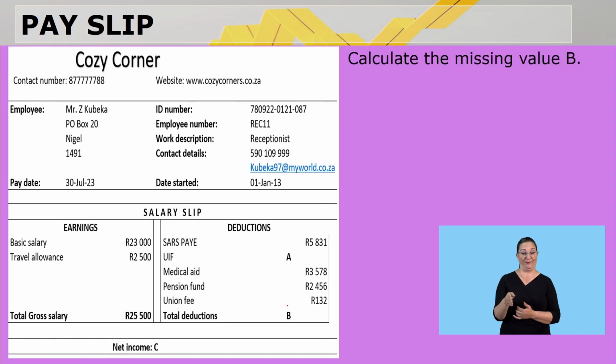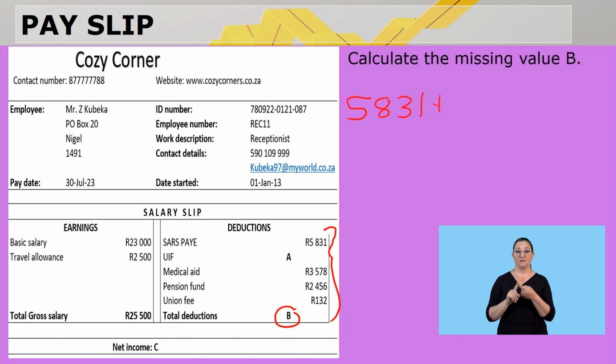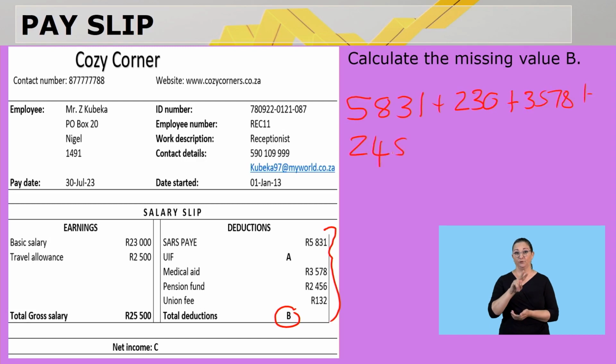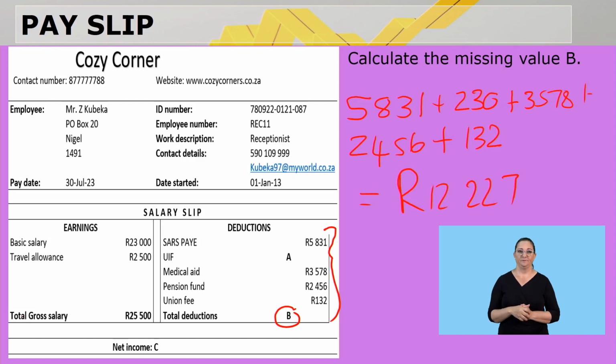Calculate the missing value B. Now B is the total deductions. That is where you'll start with 5,831 Rand plus the UIF 230 plus the medical aid 3,578 plus the pension fund 2,456 plus union fees 132 Rand, and that gives us the missing value B as 12,227 Rand.